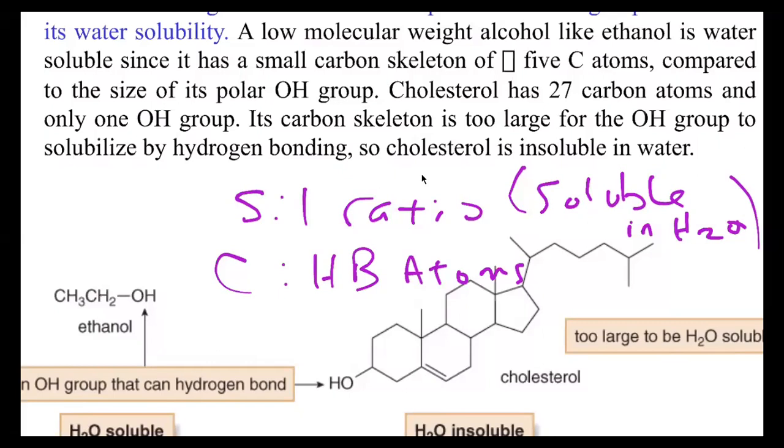Are you following that? Yes, sir. From 11 to 15, you're going to need three hydrogen bonding atoms. So as you increase the number of carbons, you also have to increase the number of hydrogen bonding atoms for something to be soluble in water.